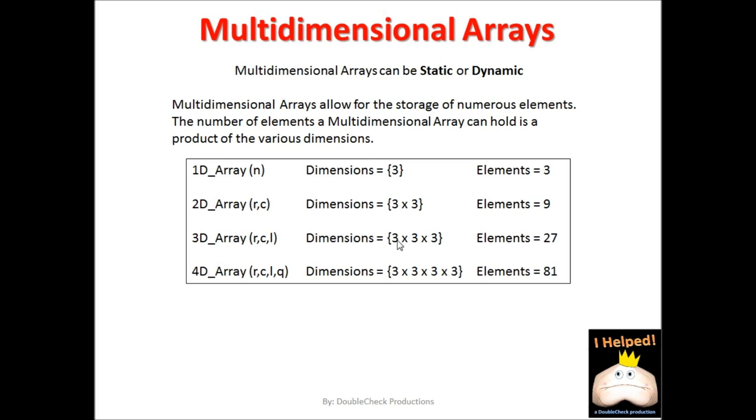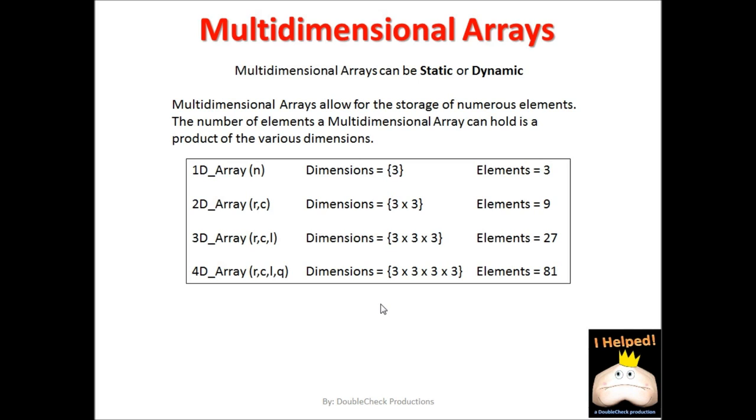Again, with a three-dimensional array, we have 3 by 3 by 3, and that can hold the product of those dimensions, or 27. Same thing with a four-dimensional array, where we have 3 to the 4th, and that can hold up to 81 elements. Now, we do have a four-dimensional array here that can hold up to 81 elements. Actually, we can have it hold as many elements as we want to list.